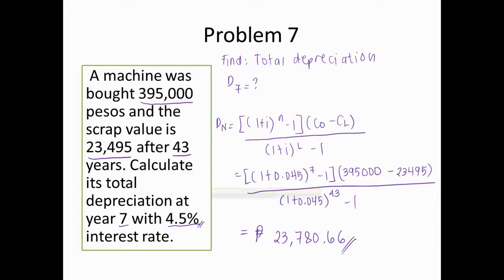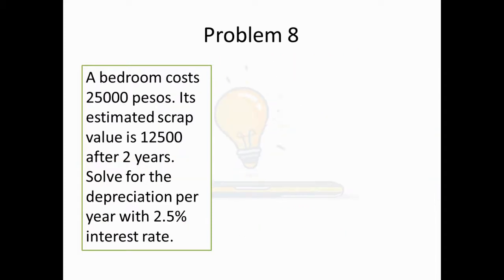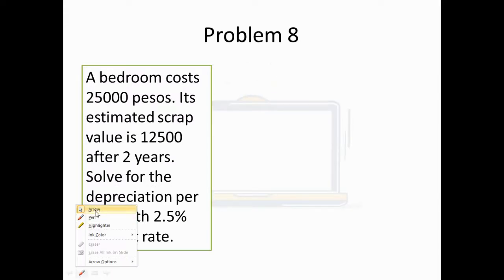So for the next problem, we have problem number 8. Our next problem is still using the sinking fund method. For problem number 8, a bedroom costs 25,000 pesos. Its estimated scrap value is 12,500 pesos after 2 years. So, solve for the depreciation per year with 2.5% interest rate.